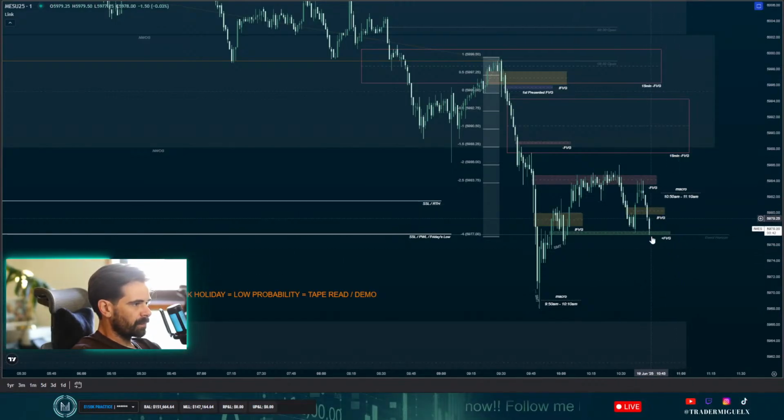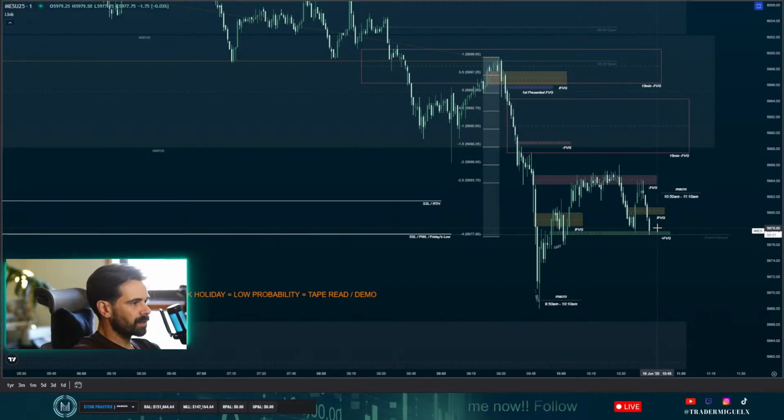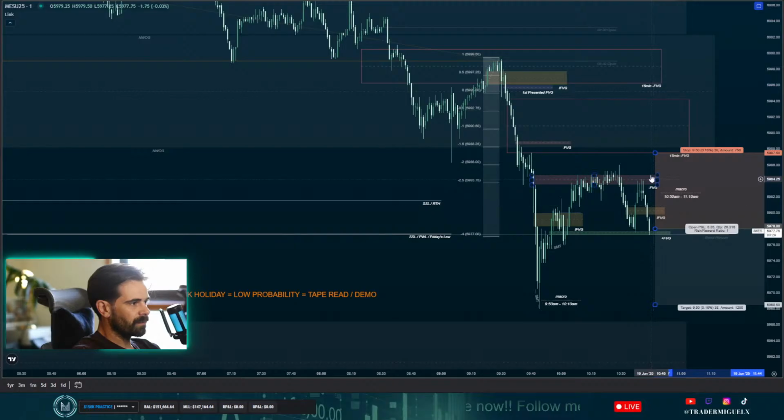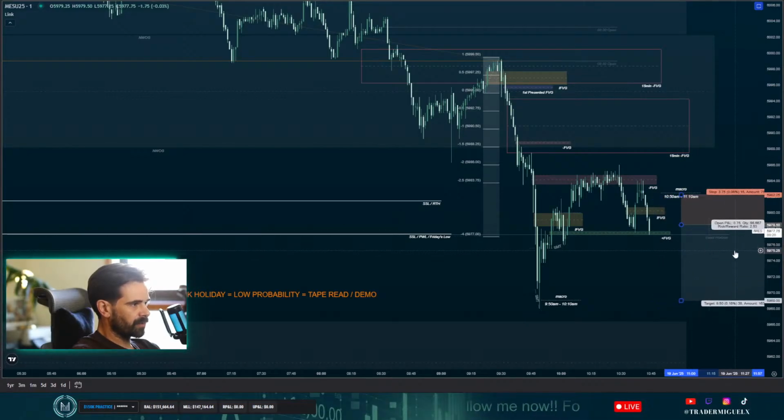See how we disrespect this and form some kind of a BPR here. So this is some type of a continuation to the downside. Event horizon will probably not hold.